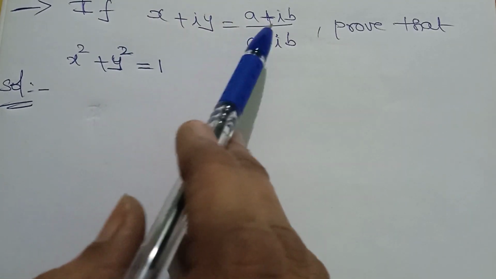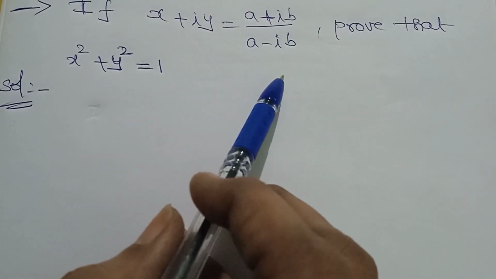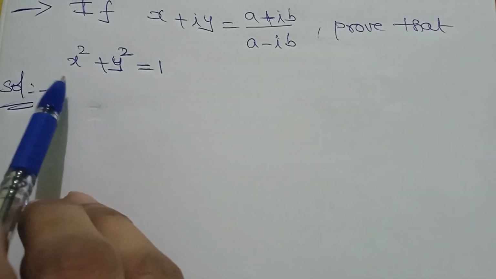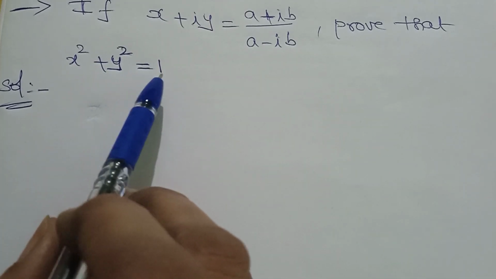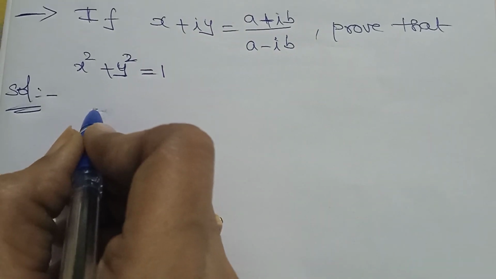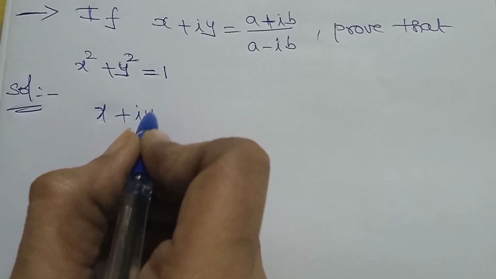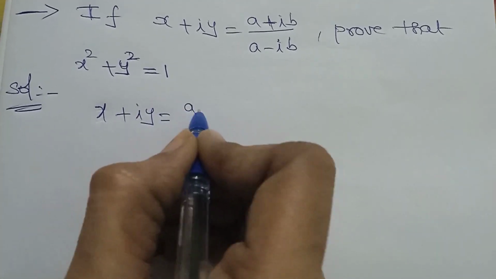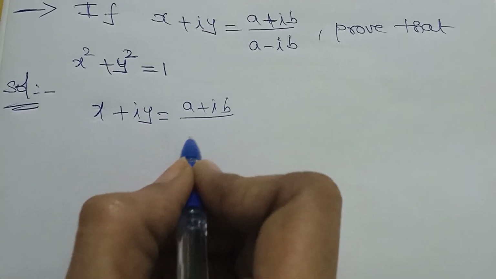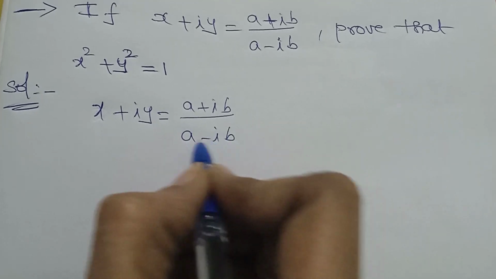x plus iy is equal to (a plus ib) by (a minus ib). Then prove that x square plus y square equal to 1. So what is given here? x plus iy is equal to (a plus ib) by (a minus ib).